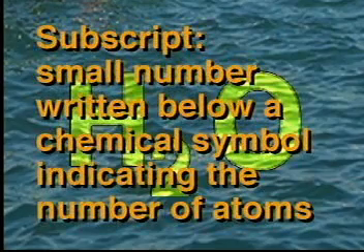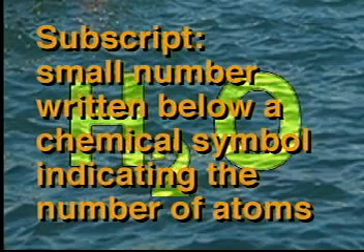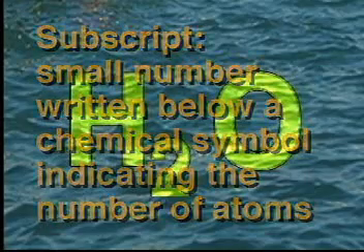For example, you may already be familiar with the chemical formula for water, H2O. The H stands for hydrogen, and the O stands for oxygen. What does the 2 stand for? 2 means that there are 2 atoms of hydrogen. The small 2 is called a subscript. A subscript is a small number written below a letter or number. It indicates the number of atoms in the compound.